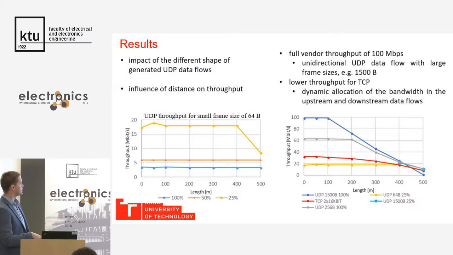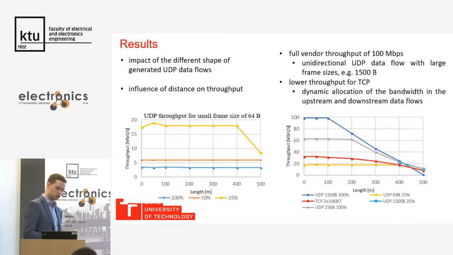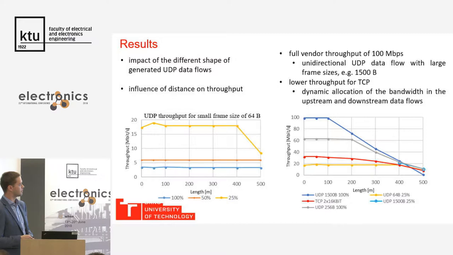And if we want to achieve the maximum vendor throughput, 100 megabit per second, we must use unidirectional UDP data flow with large frame sizes. And if we want to achieve maximum TCP throughput, it's quite hard for this power line communication because they are dividing the bandwidth for up and downstream, and it's hard to find the maximum level.